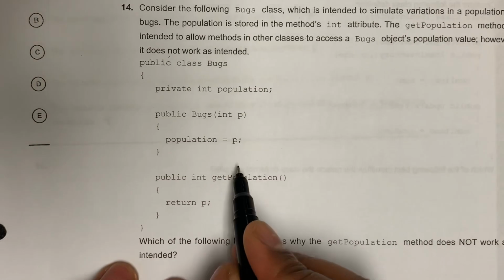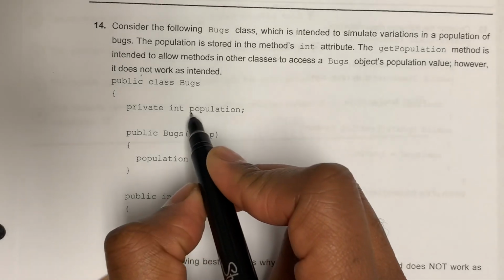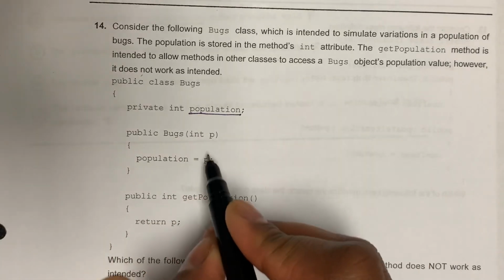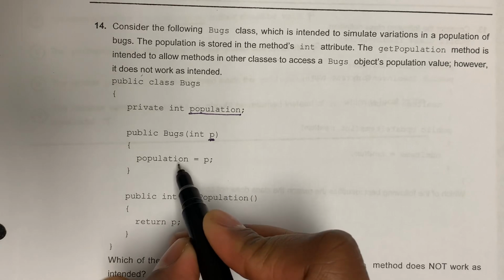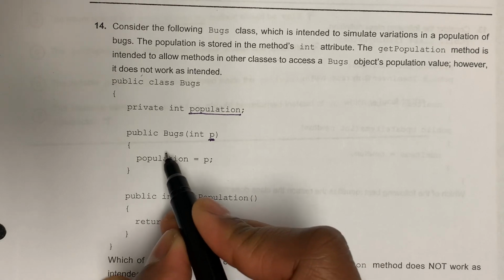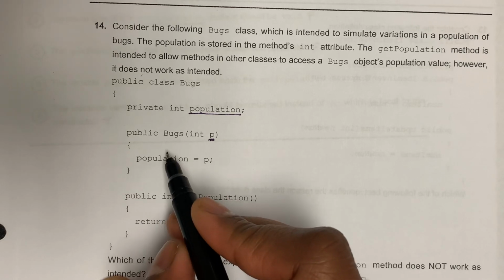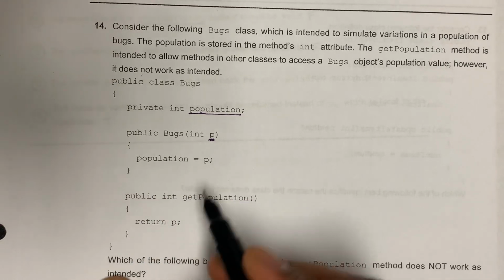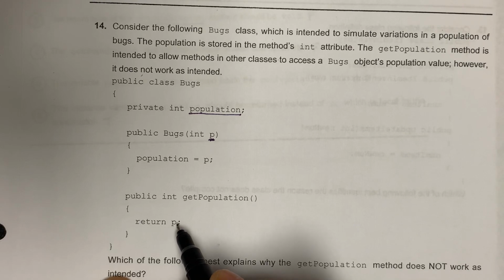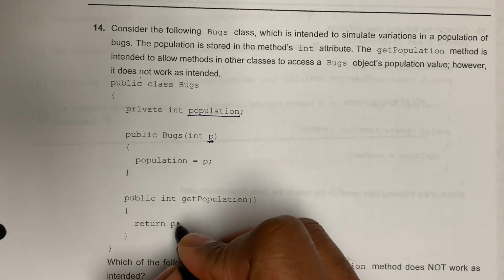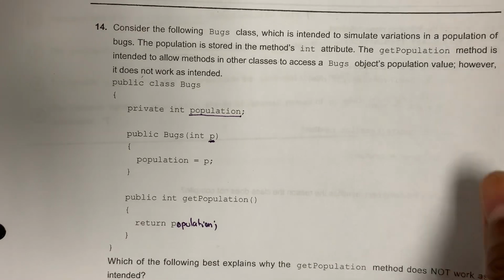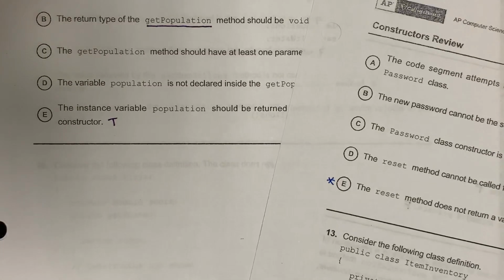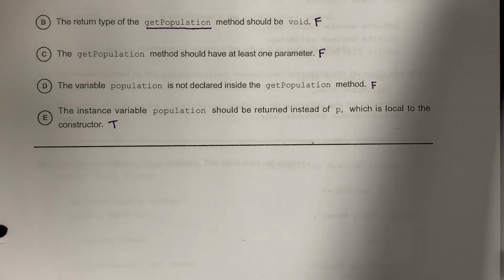If we go back and look at this, remember, if we want to get the population, we actually need to return population because p is just the parameter that's passed to the constructor Bugs. So population equals p. That means that what lives outside of this constructor is the variable population, not the variable p. So this should return population instead, and then it would compile just fine. So that's why the answer is E.